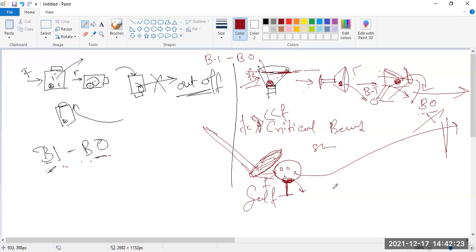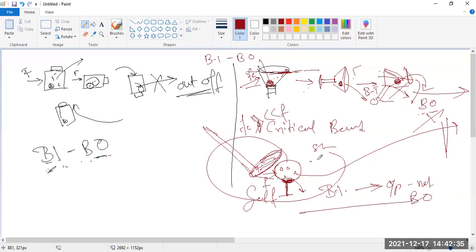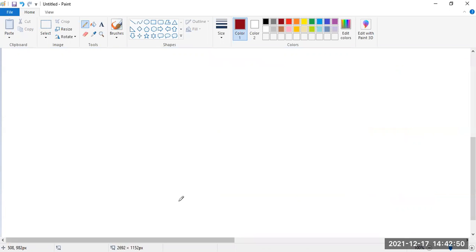Though it is a bounded input, the output is not bounded. So in this case, this is not stable. This is always static, and instability tends to instability. So this is your system. The bounded and unbounded, I think you can understand.